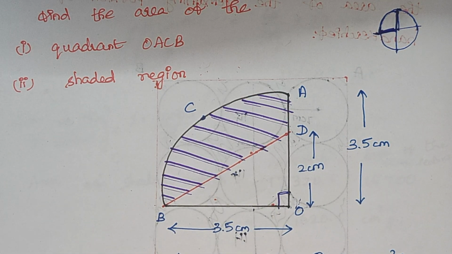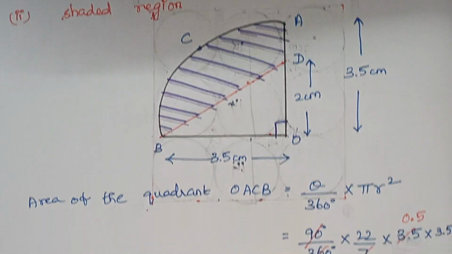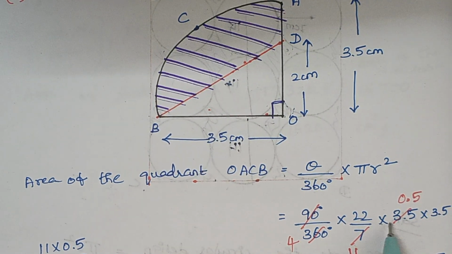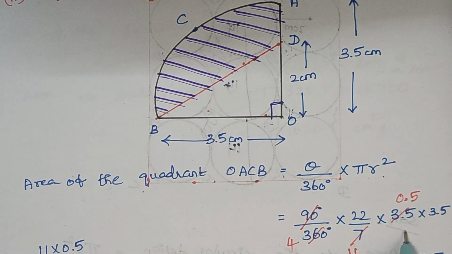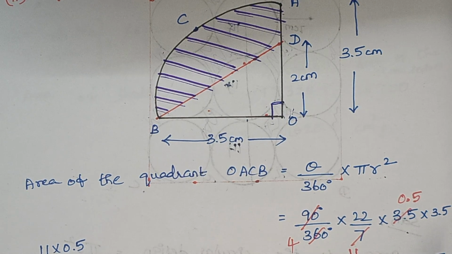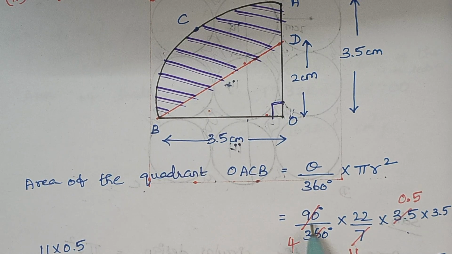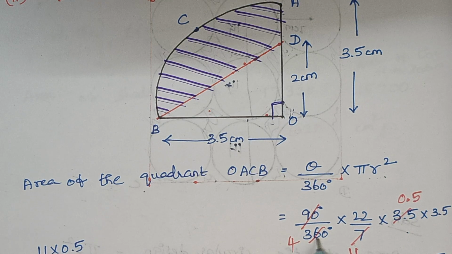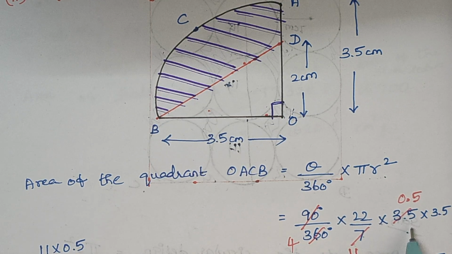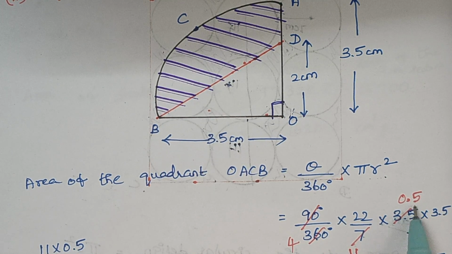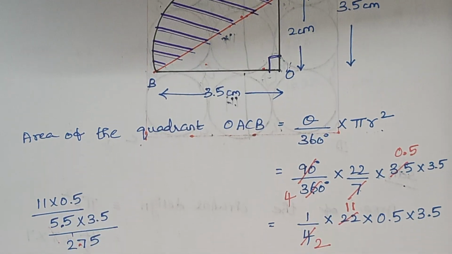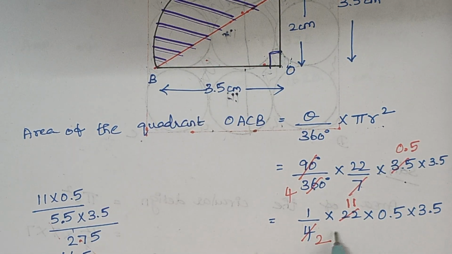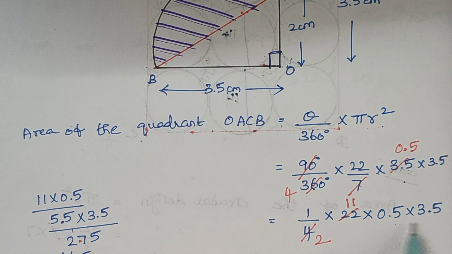So just substitute the values. 90 by 360 into 22 by 7 into the value of radius, 3.5. Just substitute it over here and you see 9 and 36 cancel by 4 times, right? And again 7 and 35, 7 5s are 35, right? So here it is 0.5. So here I am having 1 by 4 into 22 into 0.5 into 3.5.